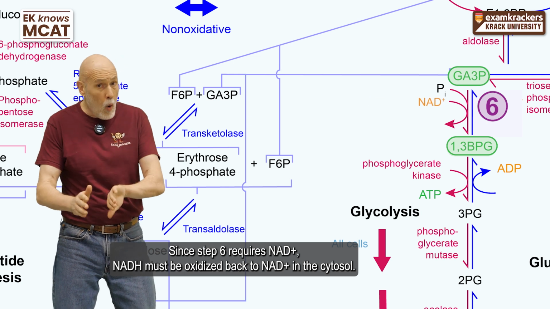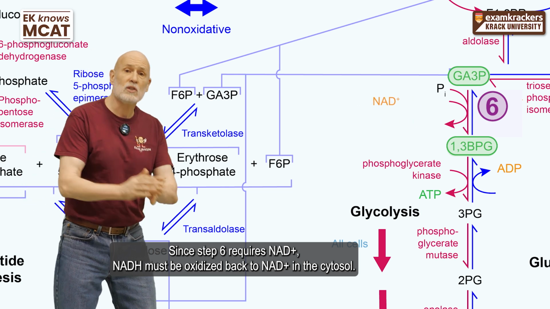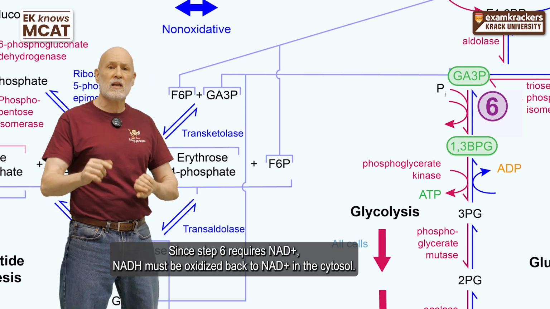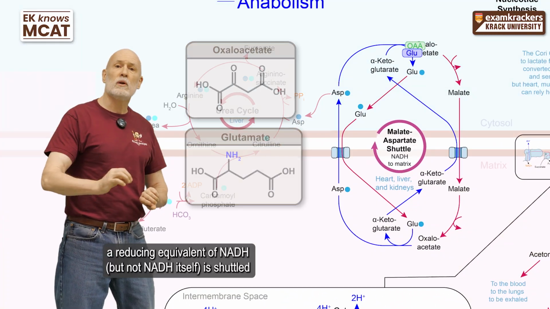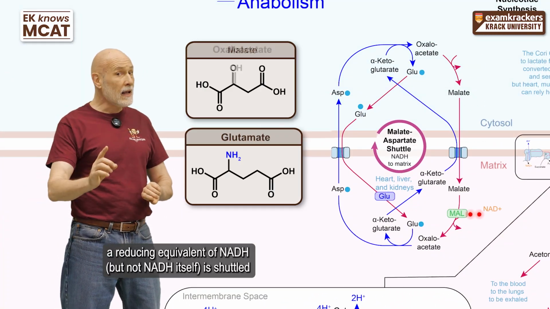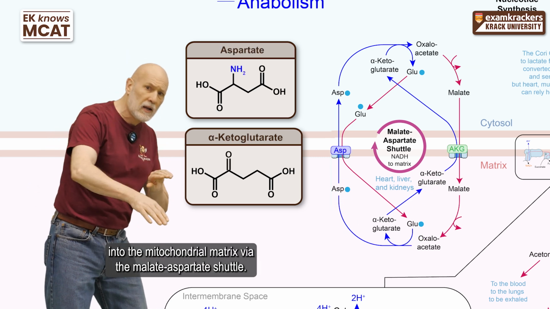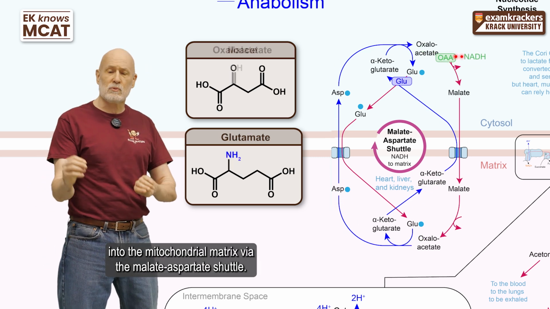Since step 6 requires NAD+, NADH must be oxidized back to NAD+ in the cytosol. In the presence of oxygen, in the heart, liver, and kidneys, a reducing equivalent of NADH, but not NADH itself, is shuttled into the mitochondrial matrix via the malate aspartate shuttle.